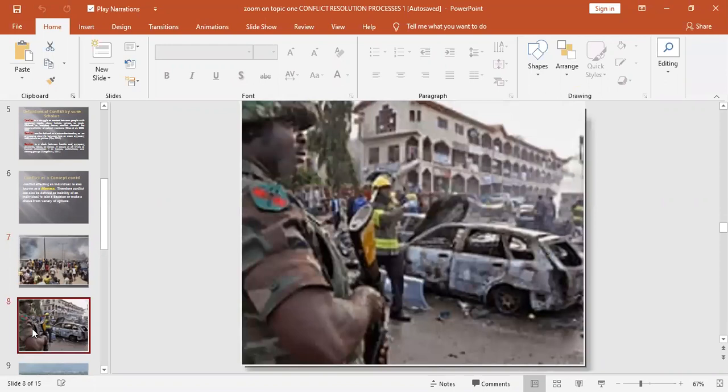The second photo that we are going to look at, let's observe it closely. We can see that cars are destroyed. As you can see, buildings are destroyed, businesses are destroyed. This is one of the many consequences of conflict. So conflict, if not quickly addressed, can lead to scenes like this.